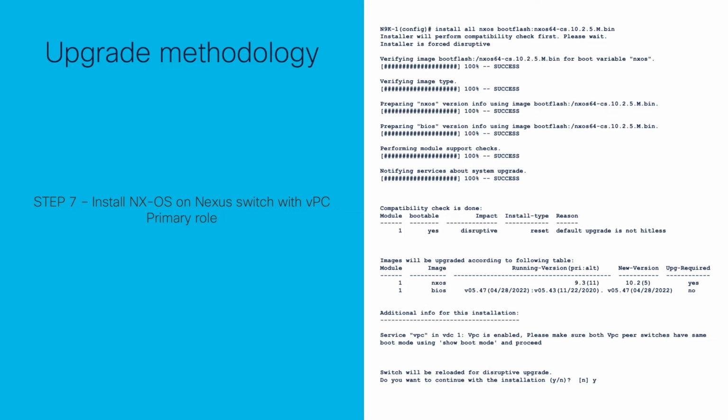Step 7 is to install NX-OS on the Nexus switch with the vPC primary role. Use the command install all nxos bootflash. It should read success without any error. At the end, just accept the installation. The Nexus will reboot and the installation process may take several minutes. This can vary on each Nexus switch.